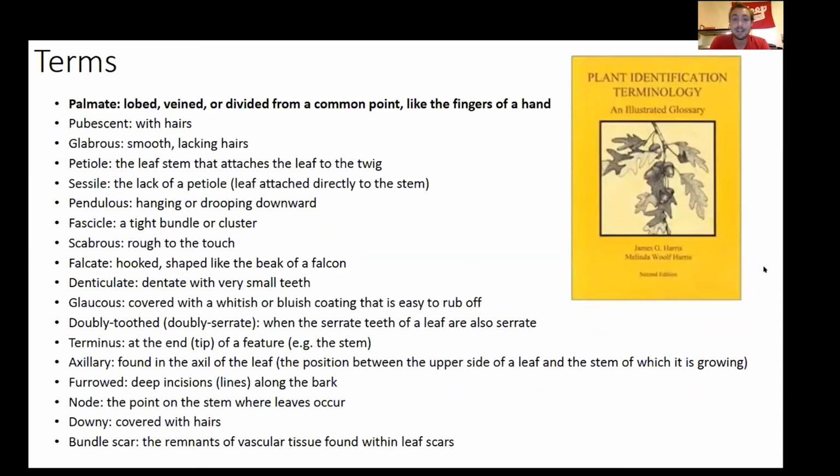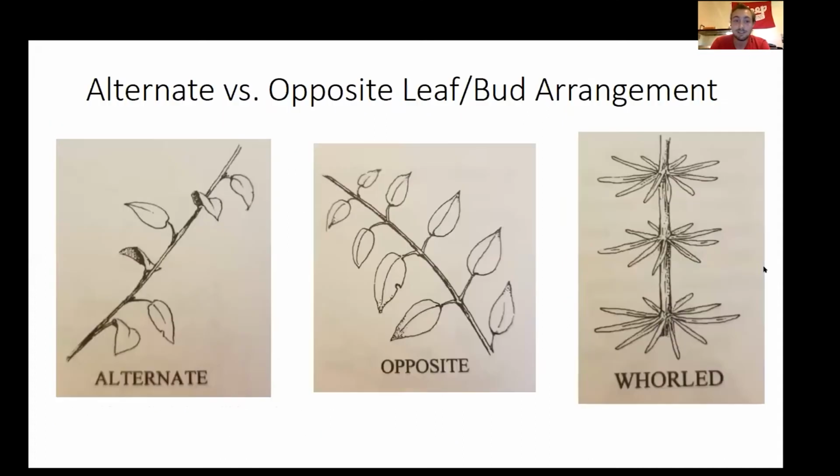So I showed this slide last time. I also shared a link to a set of terms that is common in botanical language that is used in our keys and our species descriptions. I'm not going to repeat any of these except for palmate, which is new, and that is going to describe all the leaves of the species we're identifying today. And it just means lobed, veined, or divided from a common point like the fingers of a hand. All right.